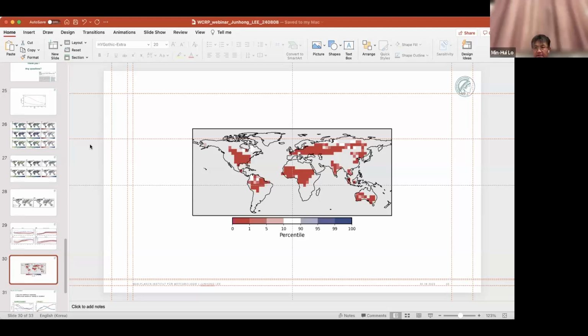Okay, cool. And Adrian has a question about quantifying the spatial inhomogeneity of soil moisture in the simulations.